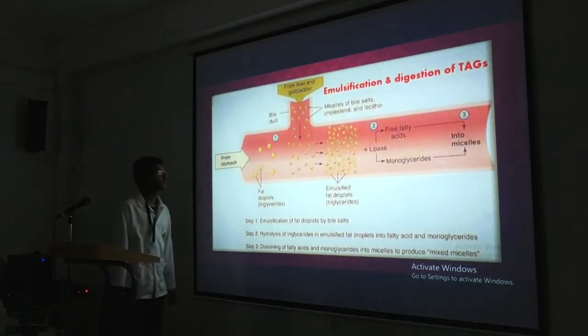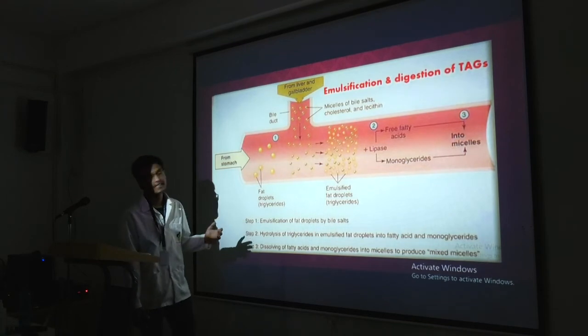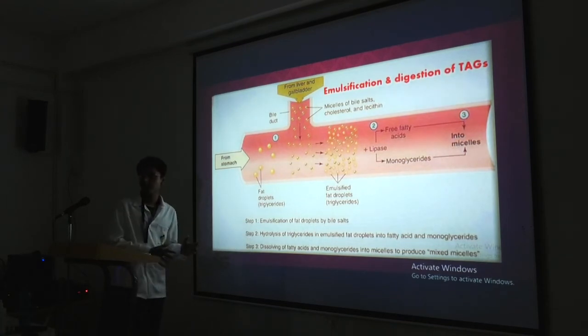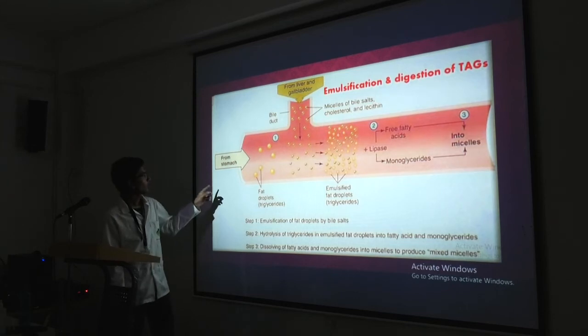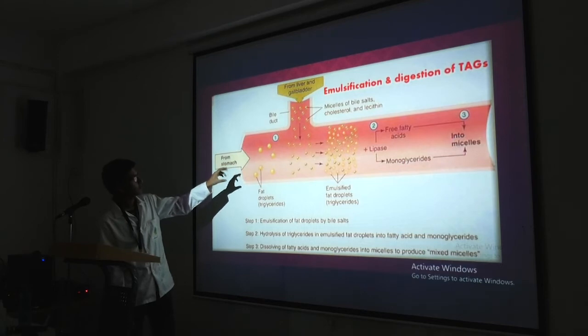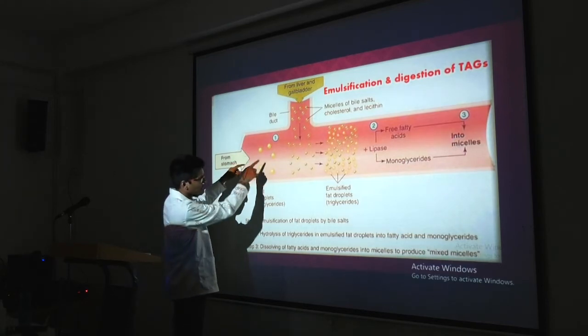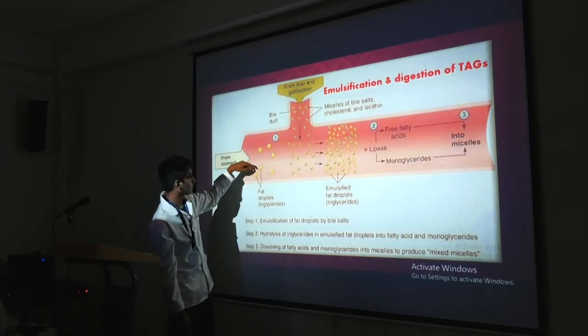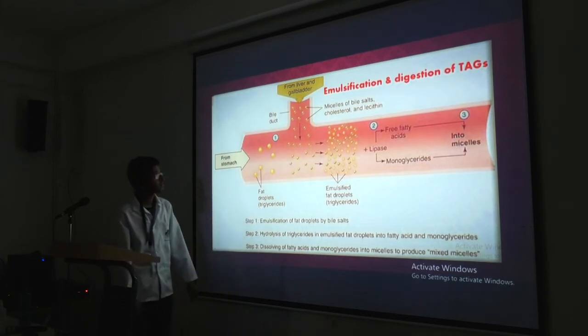So this is the main thing: emulsification and digestion of triacylglycerol. How do emulsification and digestion occur? First, from the stomach we can find triacylglycerol as an emulsified fat droplet. This is the fat droplet, and here we can find the triglyceride.